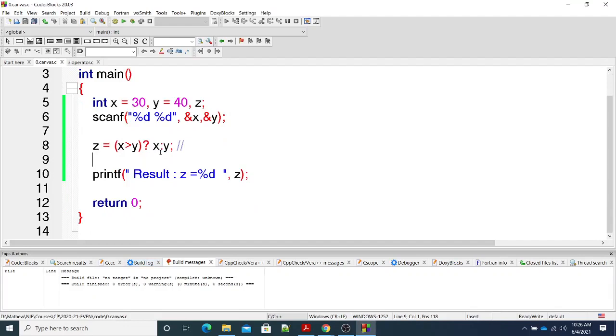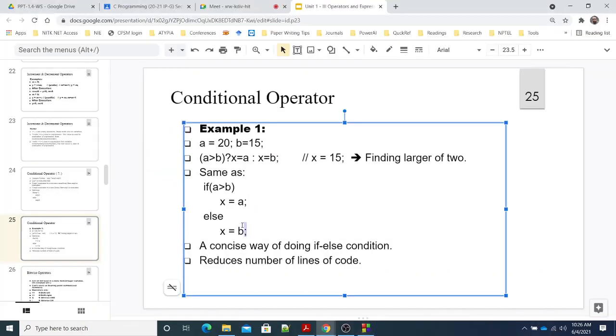Conditional operator, how it is working. This is having the same effect as doing this. I'll modify it as x, a or b.